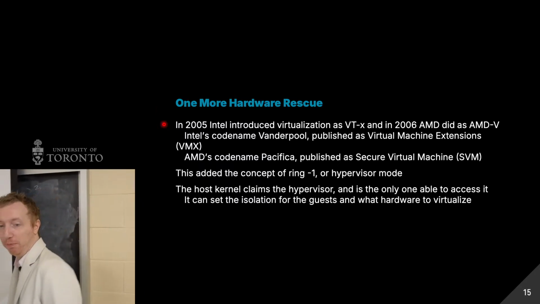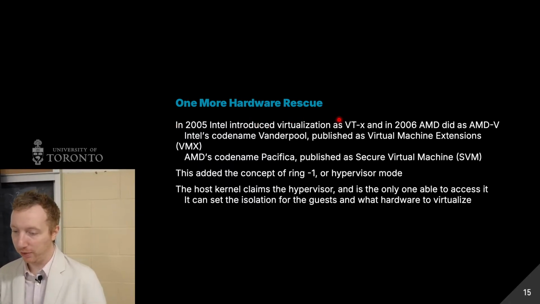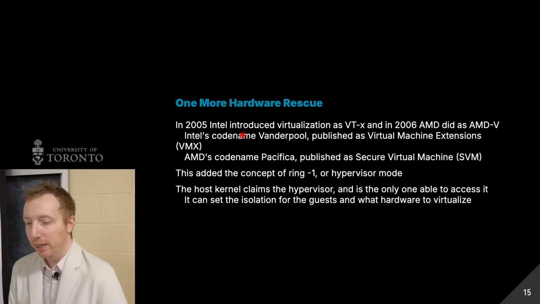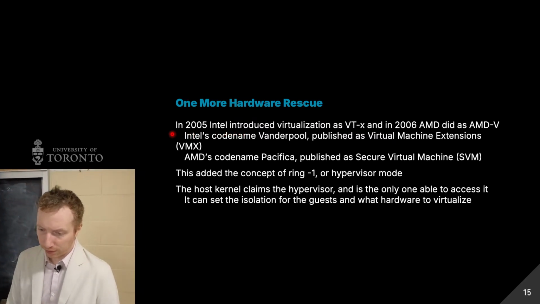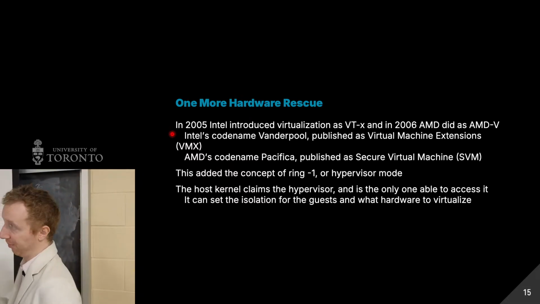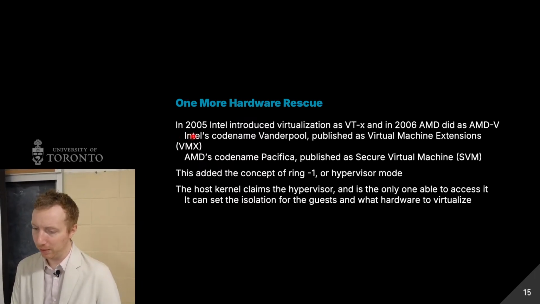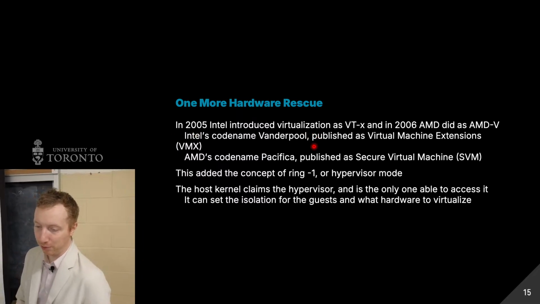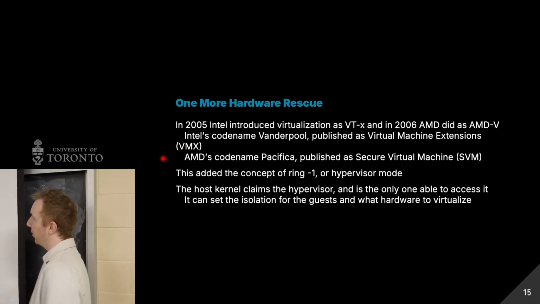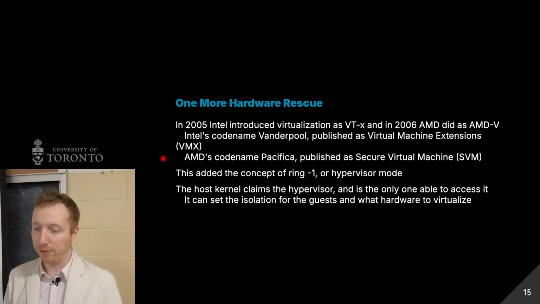All right, so after you were born, in 2005, Intel actually introduced virtualization as something called VT-x, and AMD did it in 2006 as AMD-V. There's a whole bunch of different names for these. So if you go into the settings of your computer, they might be called different things in your BIOS, depending on what the manufacturer decided. When they developed it, Intel codenamed it Vanderpool, and then published it as virtual machine extensions, VMX. AMD codenamed it Pacifica and published it as Secure Virtual Machine, or SVM. So they all mean the exact same thing. They're just different names for the exact same thing.